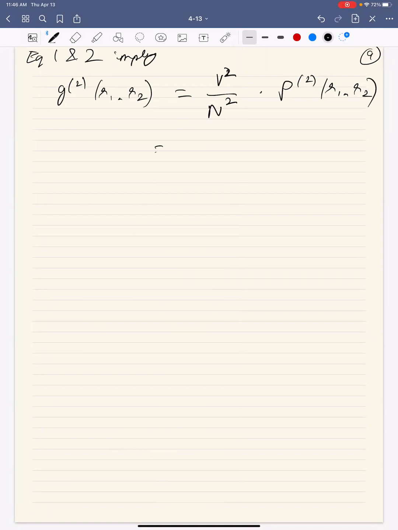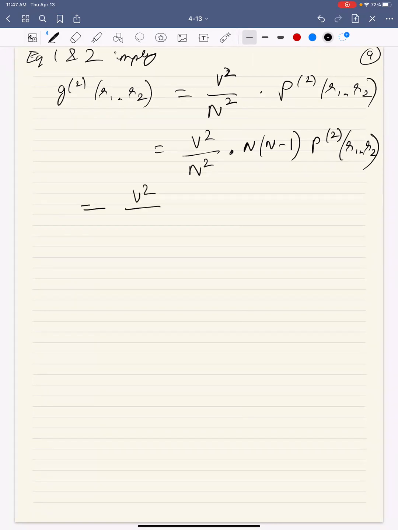Let's do one more thing. Now write it down as v square by n square. What is the connection between rho 2 and P2? Anyone remembers? N multiplied by n minus 1 multiplied by P2 of R1, R2, right? This was how we had defined rho 2. Therefore, this thing is equal to v square by n square.